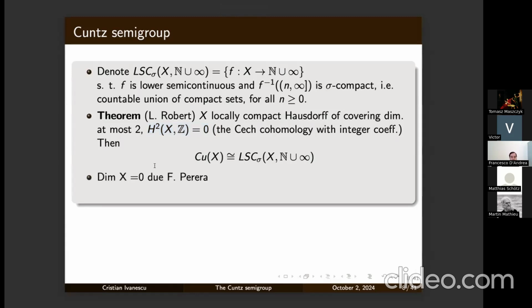Okay, so I probably should mention that the dimension of X equals 0. This was originally due to, it appears in Francis Pereira's paper. And also the case where X equals the interval [0,1] was implicit in my thesis, which was done under the supervision of George Elliott.